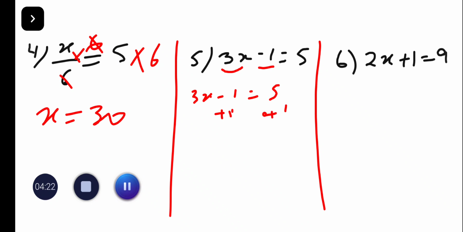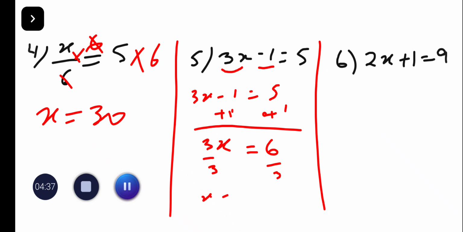When I add negative 1 plus 1 is 0. I will have 3x here. 5 plus 1 is 6. Now I divide both sides by 3. I'm going to have x is equal to 2. And with that you have solved: x is 2.